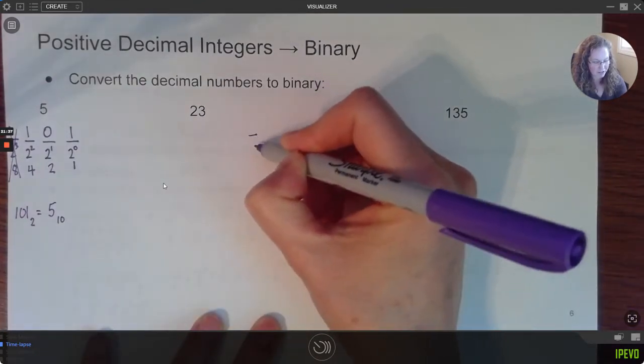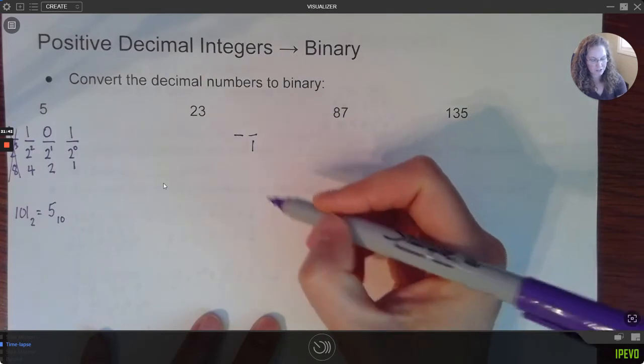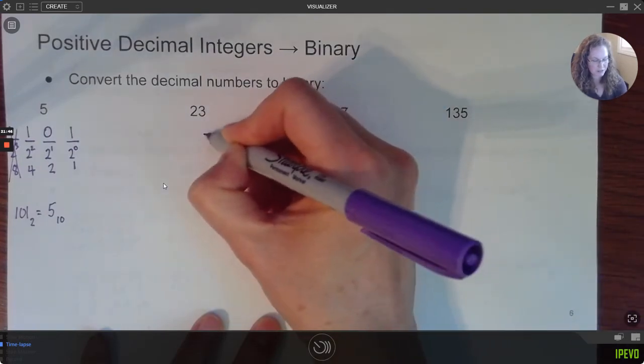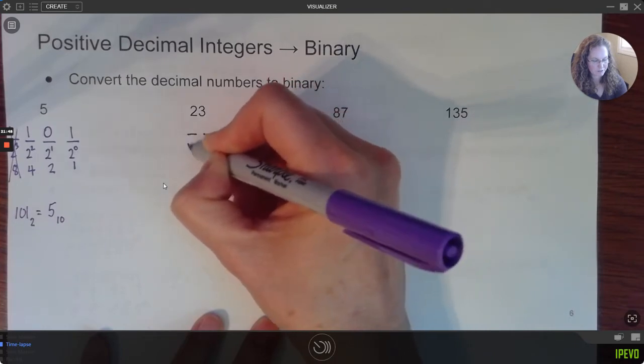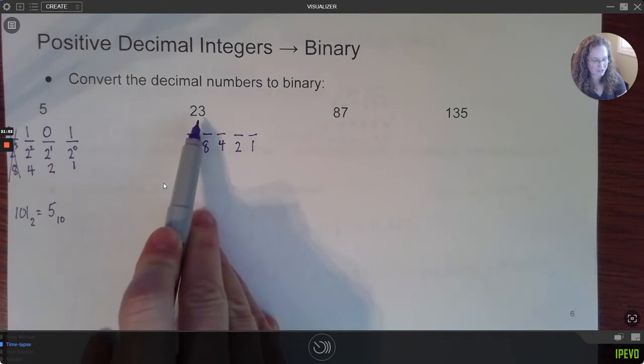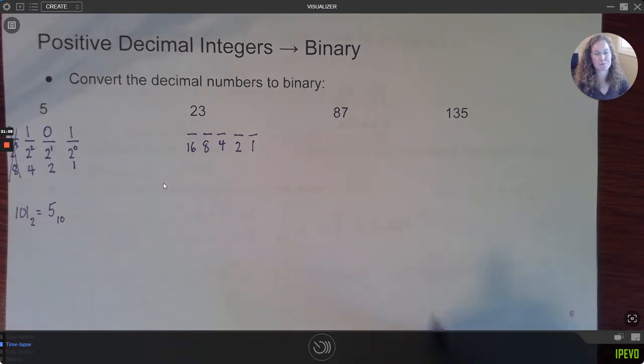All right, I have a 2 to the 0, that's the 1's place. I have a 2 to the 1, that's the 2's place. And then I have a 4's place, an 8's place, and a 16's place, and next I would have a 32, but 32 is bigger than that. So anything bigger than that, I'm not going to use to add up to make 23. So we only need to look at these places.